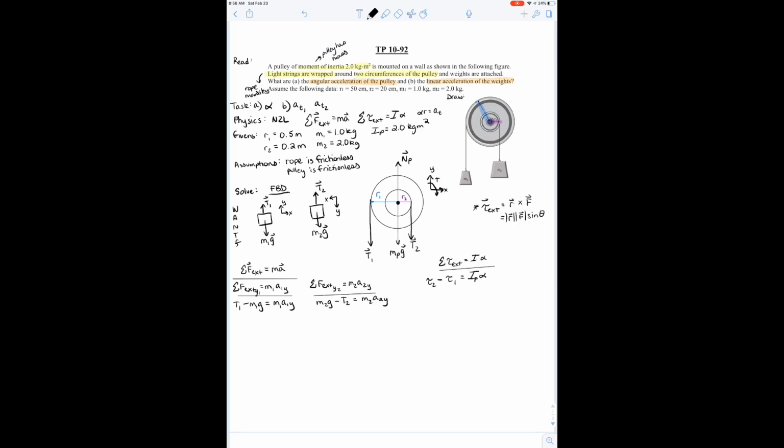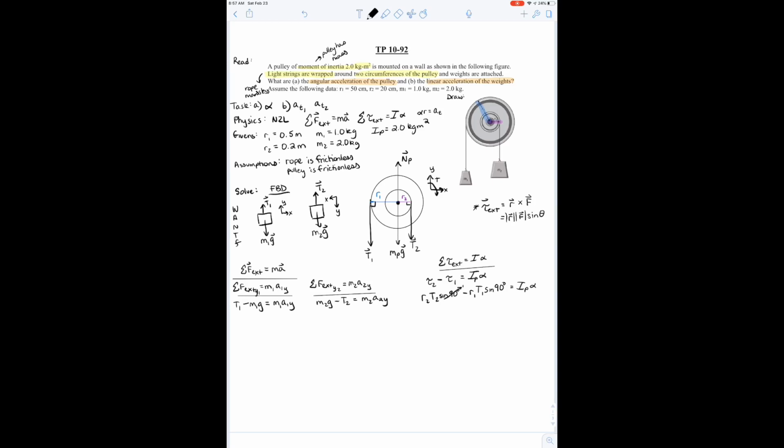So I can do my little cross product. I have the magnitude of torque 2, which is R2 times the magnitude of the tension force, tension 2, times sine of theta. In this case, that theta is equal to 90 degrees. So I'm going to erase this theta symbol and put 90 degrees on there. Then I'm going to do the same thing for torque 1. The magnitude of the torque is R1 times T1 times, again, sine of 90 degrees, because tension forces are always tangent to the circle of the pulley, which gives us that nice 90-degree angle.